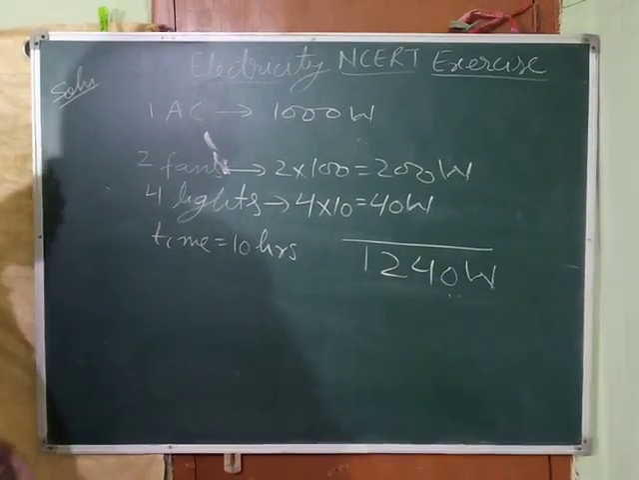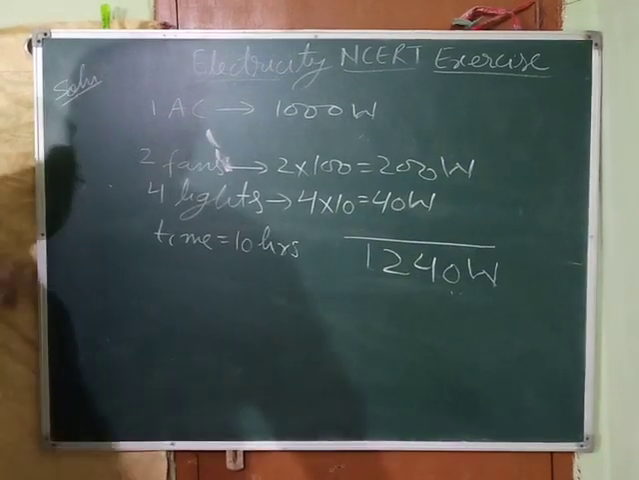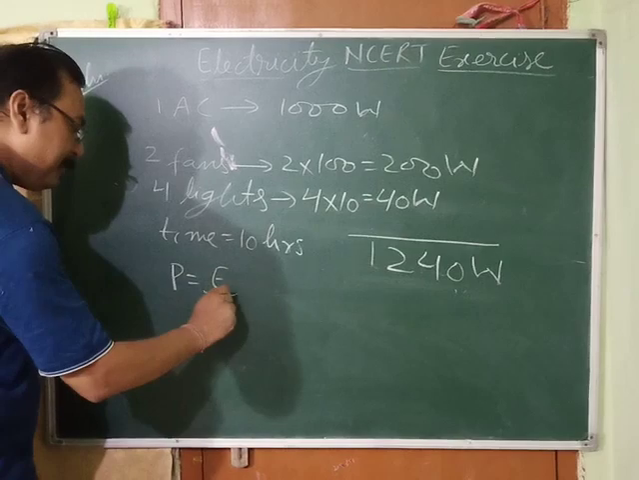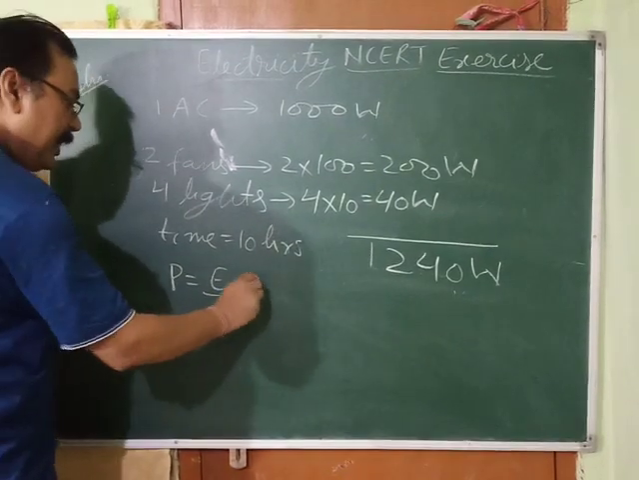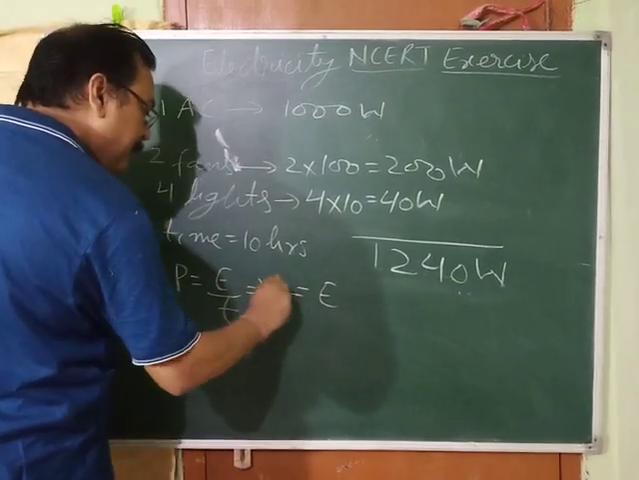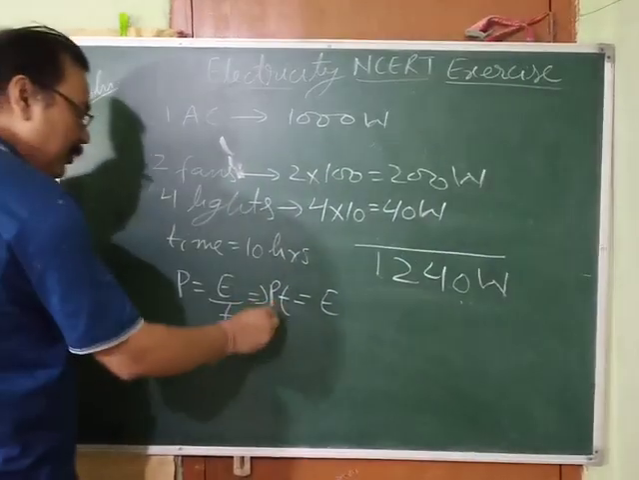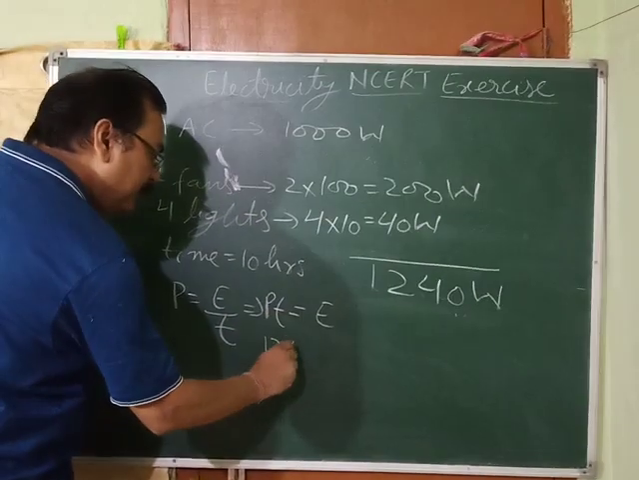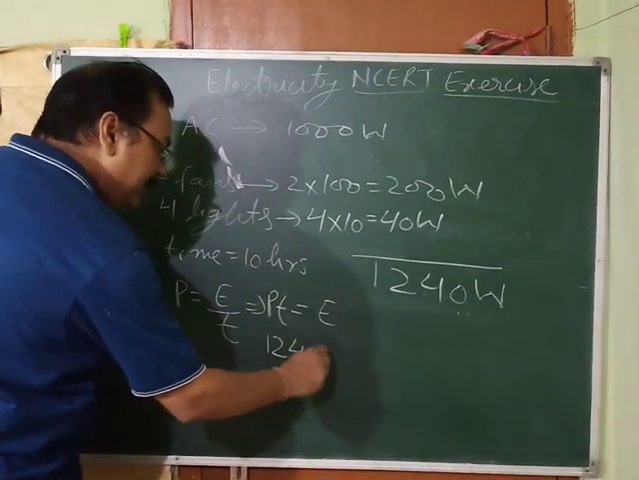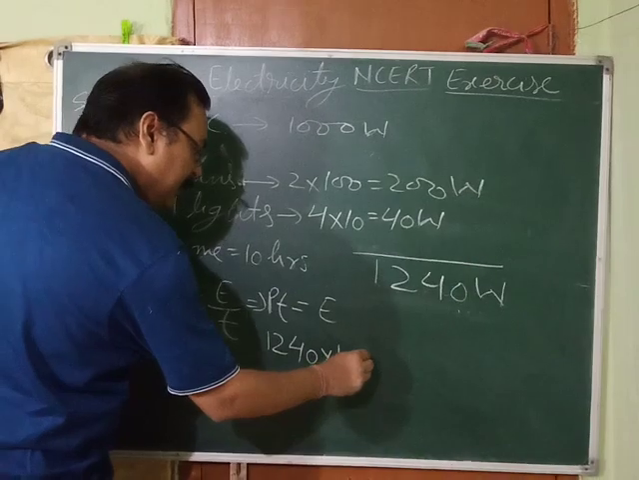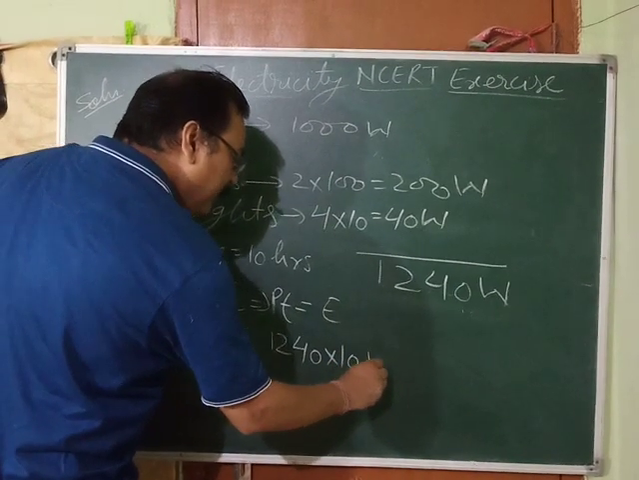So let us find out how much energy is used in 1 day. We know that power is equal to energy by time, so energy is equal to power into time. Power is how much? Power is 1240 watt. Time is how much? 10 hour. Okay, so this energy is in watt hour.